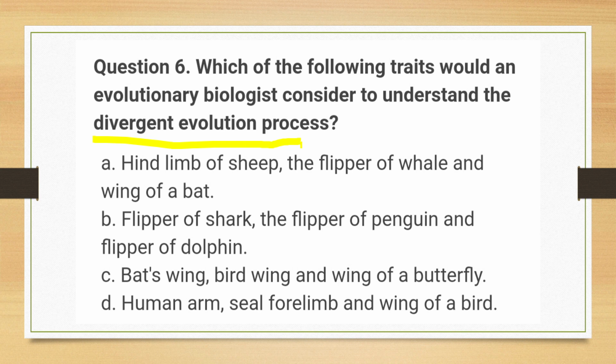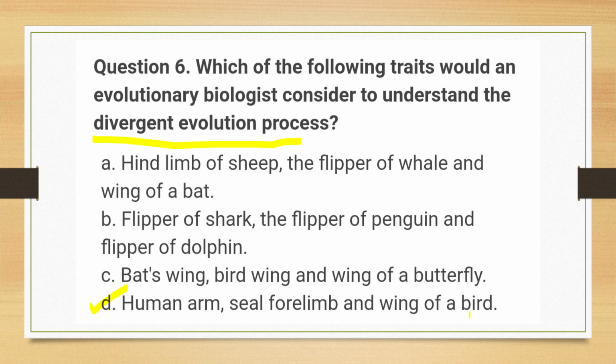Homologous organs means those organs which have a similar kind of structure because they have diverged from the same ancestor, but their functions are different. Why? Because they are inhabiting different environments. Those are homologous organs. So here option D shows the homologous organs. Examples of homologous organs: human arm, shield, forelimb and wing of birds. All these three organs are similar in their anatomy or structure, but their functions are totally different based on their different habitats.